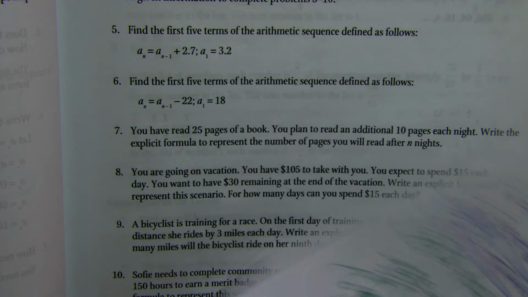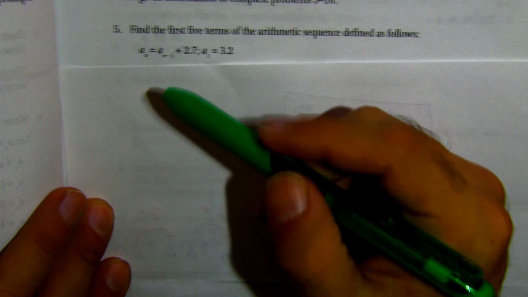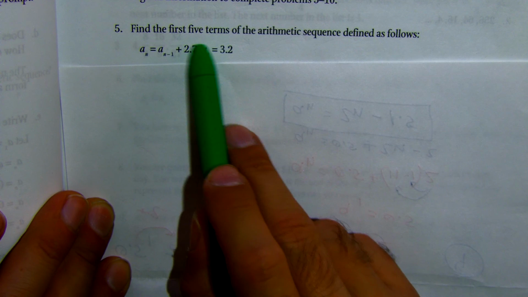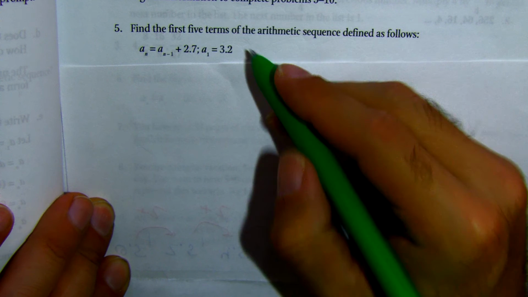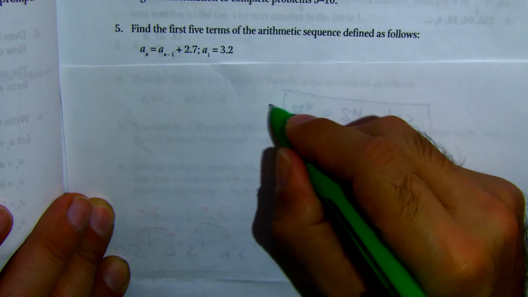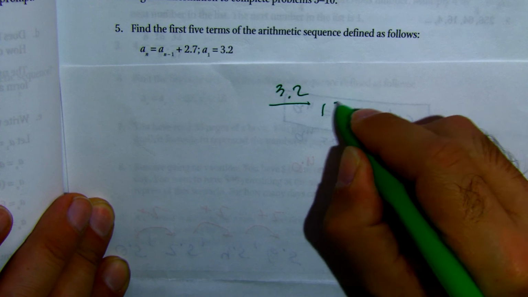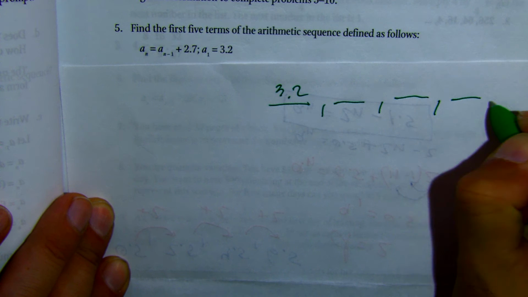Number 5, find the first 5 terms of the sequence. All right, so now we got to pull information out of this. And what they tell us right off the bat, we know a sub 1. A sub 1 is 3.2. And now I got to find the other terms. So we need to find the common difference.